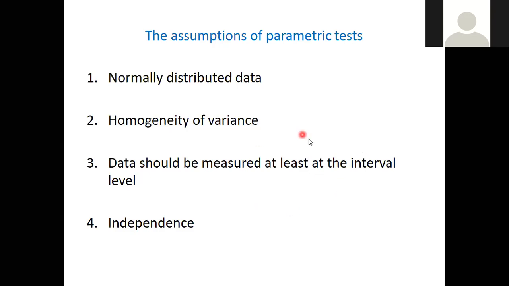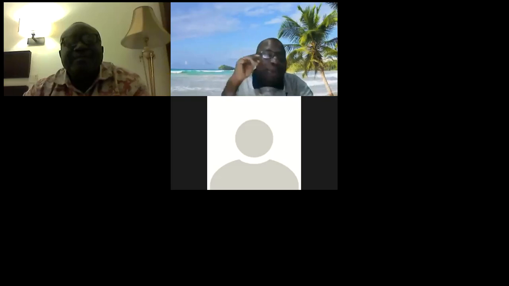Data must be measured at least at interval level. You who are listening, I don't know if it's a workshop, so let's talk. What does that mean? Data must be measured at least at interval level. People don't usually think of it. What does it mean when they say interval scale? So who will tell us what it means when you say the data must be at least on interval level?